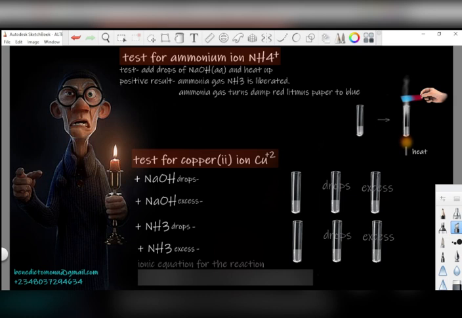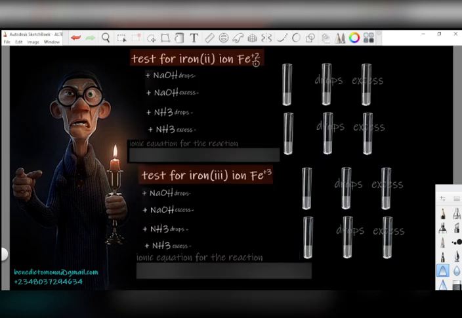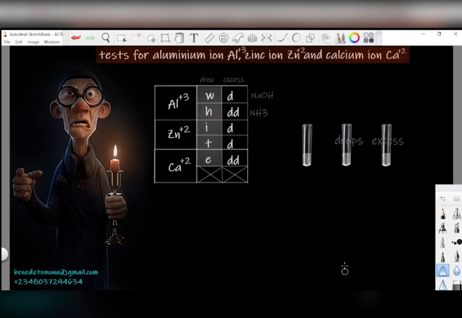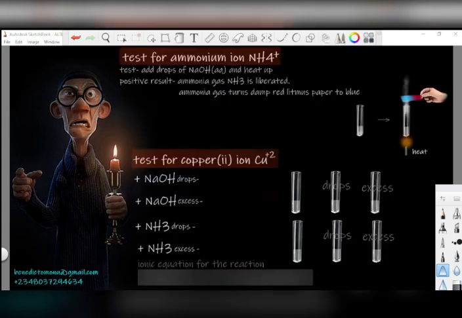Let's see. The first ion we test for in the IGCSE exam is the ammonium ion, the first cation. There are other cations. We have the test for the ammonium ion, test for the copper 2 ion, test for the iron 2 ion, test for the iron 3 ion, and test for aluminum ion, zinc ion, and calcium ion. Let's go back to the test for the ammonium ion.